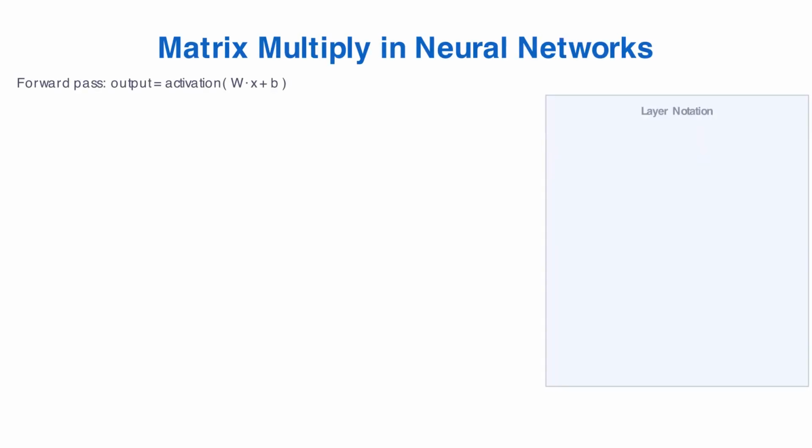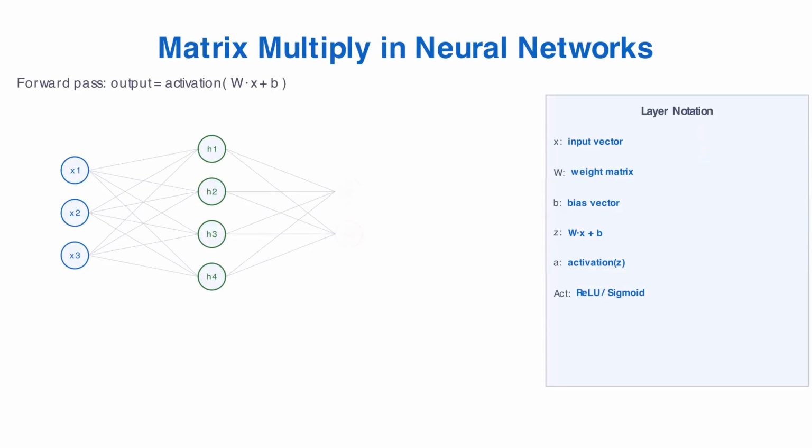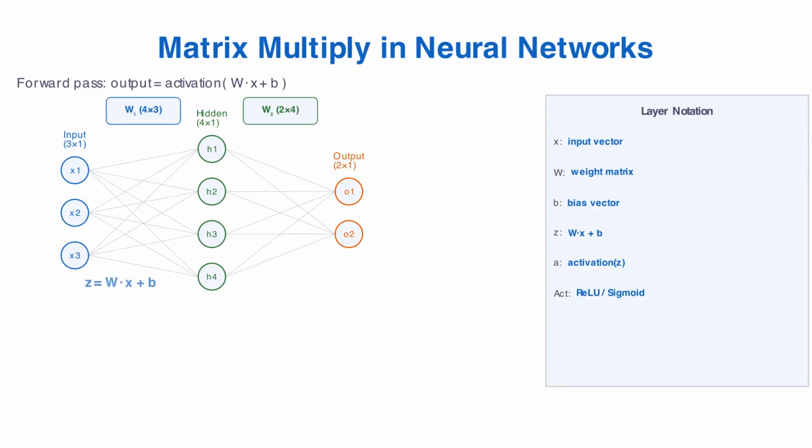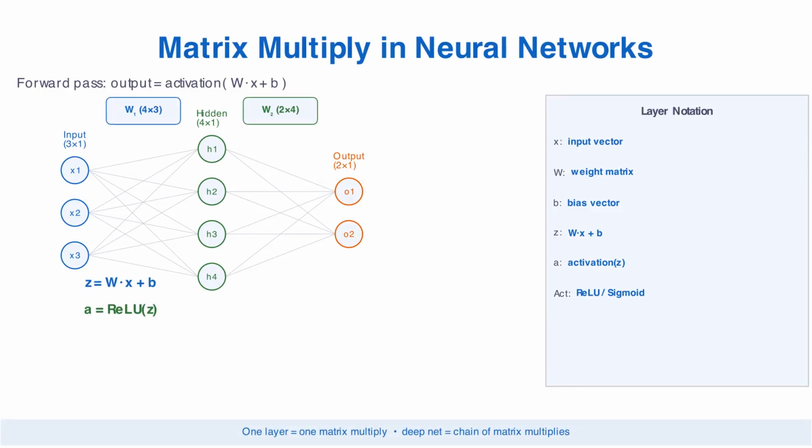Now let us see where matrix multiplication lives inside a neural network. Every layer of a neural network does exactly one thing: matrix multiplication, followed by an activation function. The inputs to a layer are a vector x. The weights of that layer form a matrix W. The layer computes z equals W times x plus b, where b is the bias vector. Then it applies a nonlinear activation function like ReLU to get the output a.